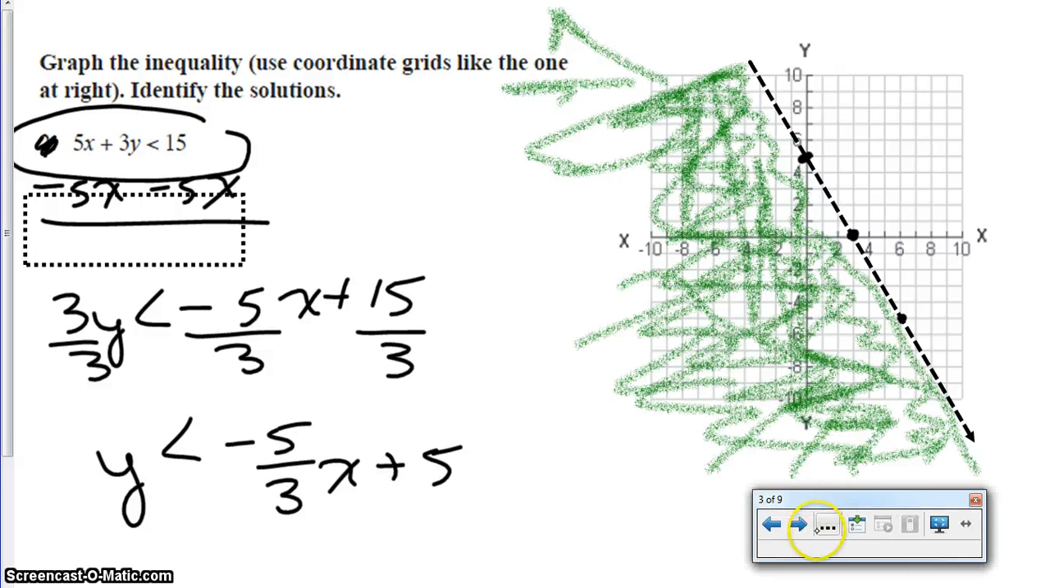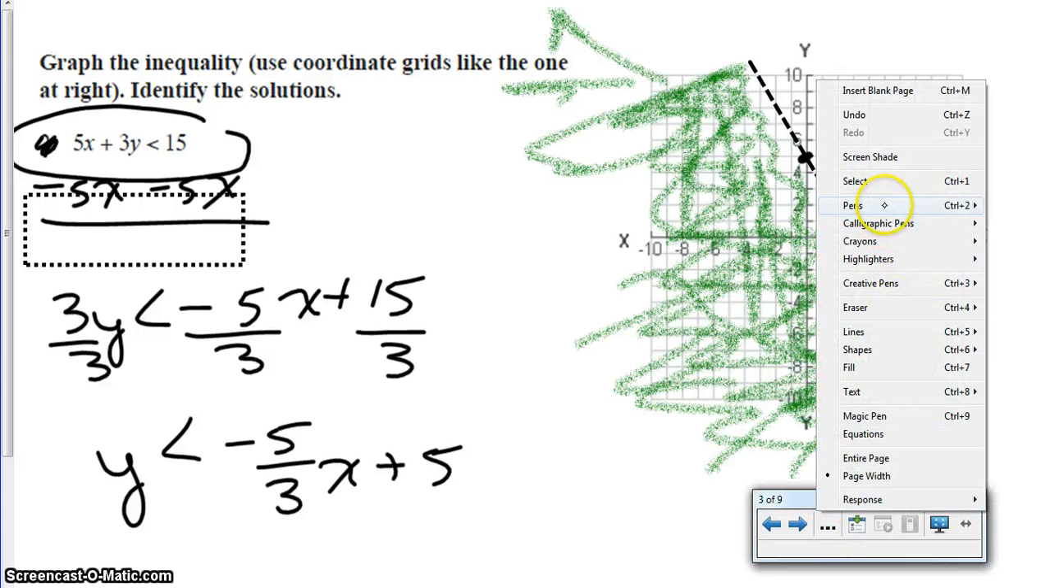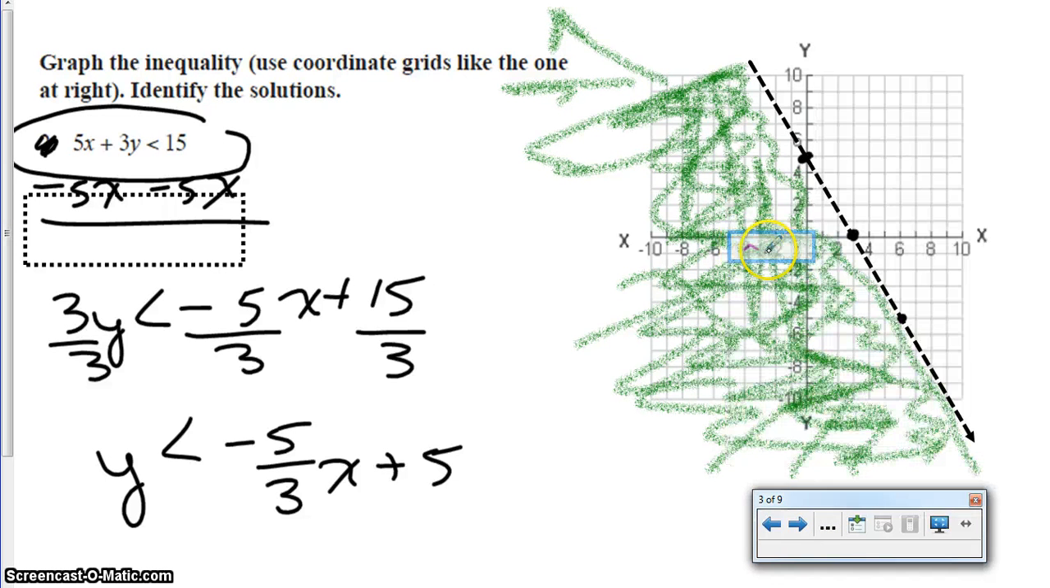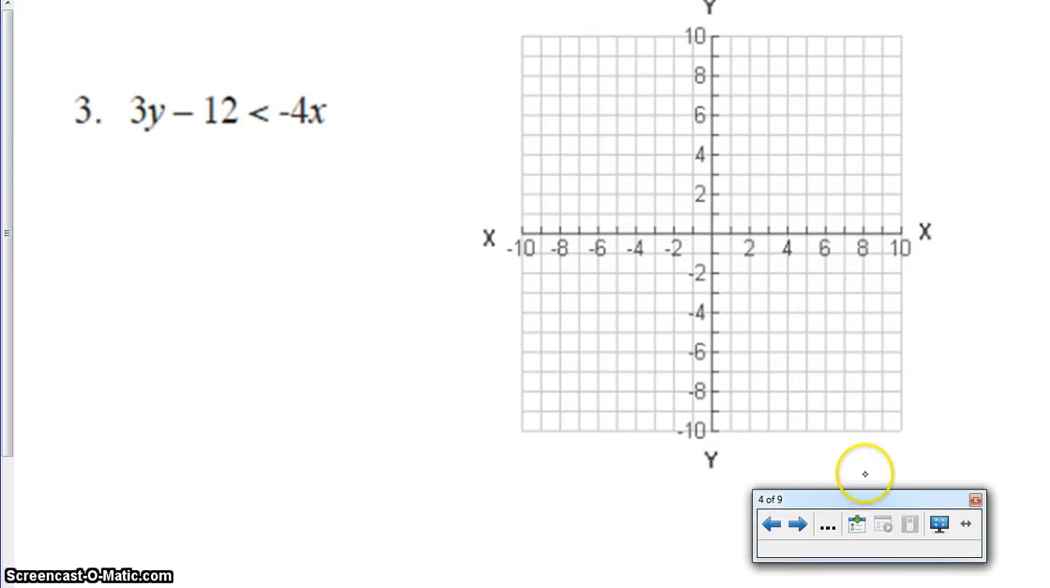That means any point that Mrs. Rose should happen to pick would make that statement true. But of course, Miss Rose isn't going to sit here and do this like measles. That's why she uses the shading tool. Okay, go ahead and stop the video and see if you can do this one for me.